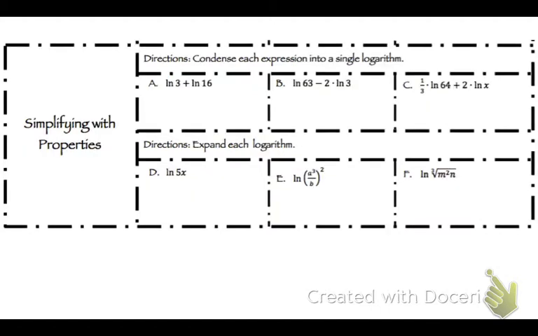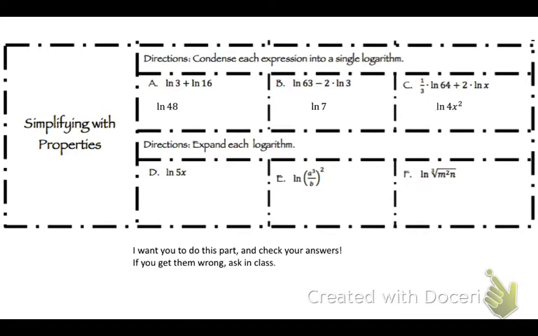And then we can simplify these using the same exact properties. Addition goes with multiplication, and then subtraction goes with division. I want you to try and do these ones on your own. See if you can figure them out. The one you're probably going to have trouble with is E and F. See if you can figure them out. If not, that's okay. Ask about them in class.